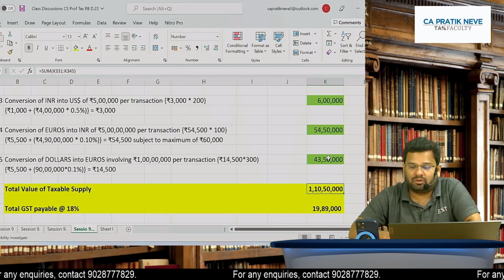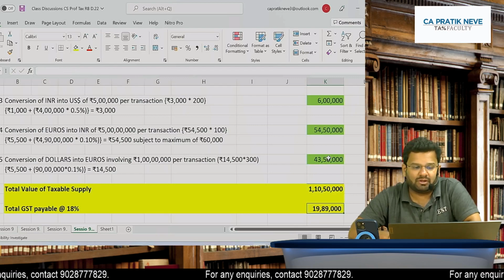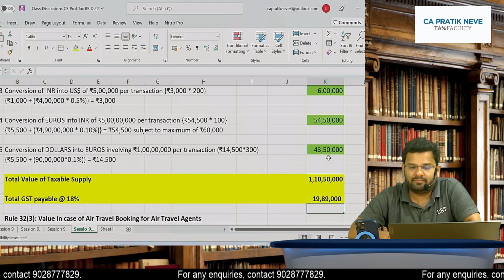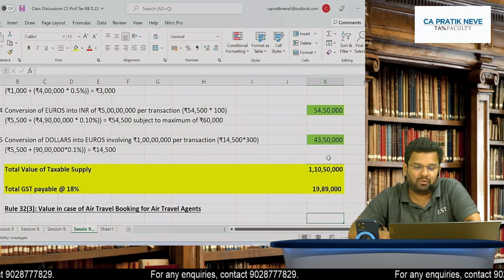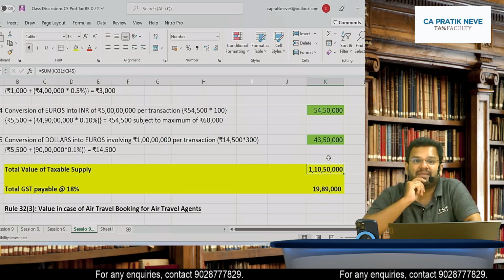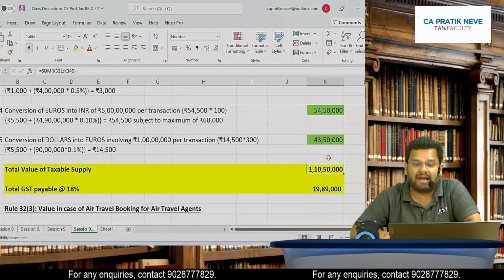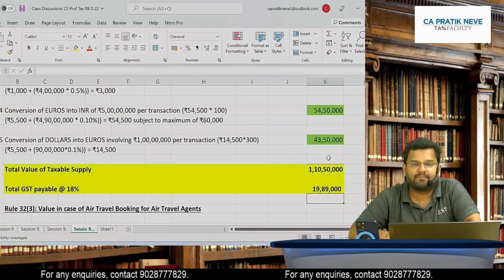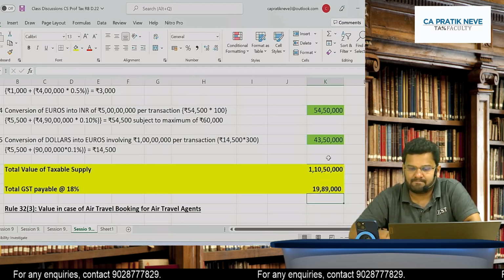Take the total of all the values and you will get the assessable value. The final assessable value you will get, and you will calculate GST on that at 18%.